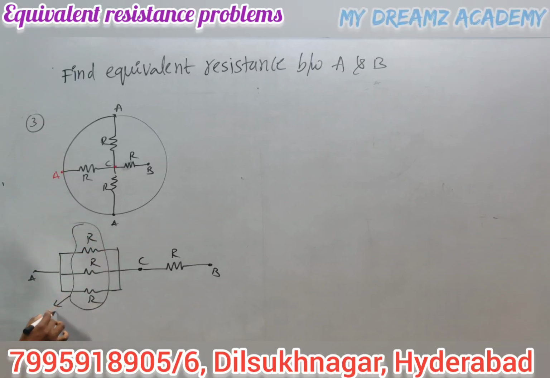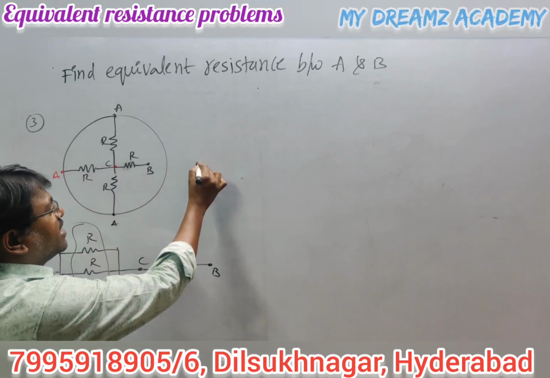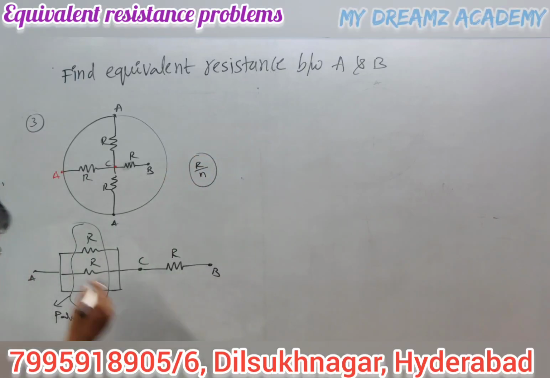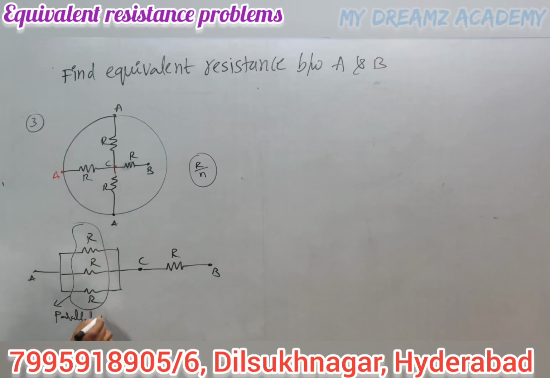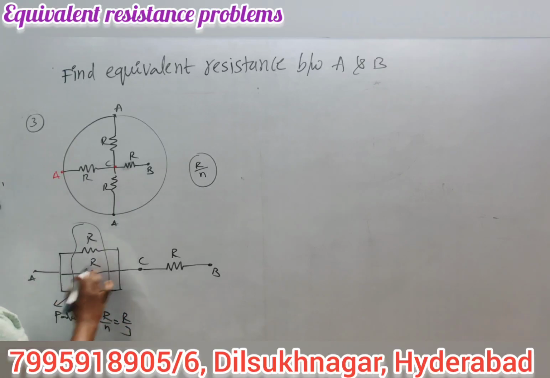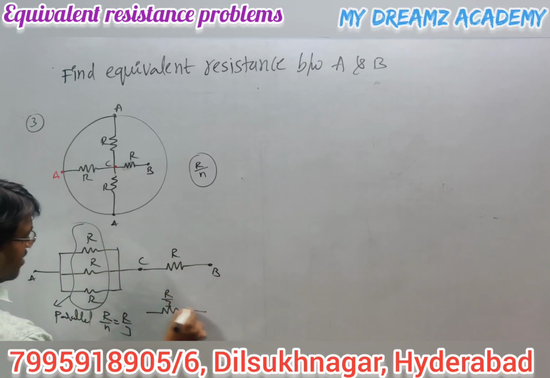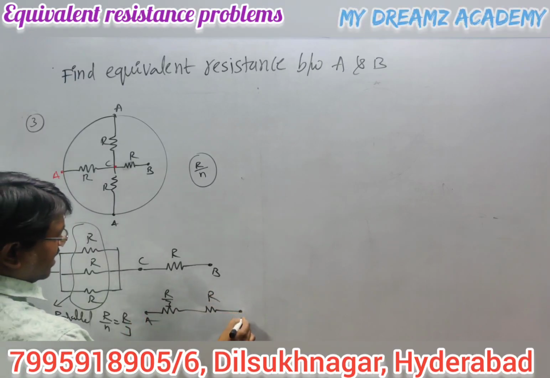What is the equivalent resistance of this parallel combination? If N identical resistors are connected in parallel, what is the equivalent resistance? That is R by N. Here also, the equivalent resistance of this parallel combination is R by N, which means R by 3. Now this is R by 3 and this is R. What is the equivalent resistance between A and B terminals?